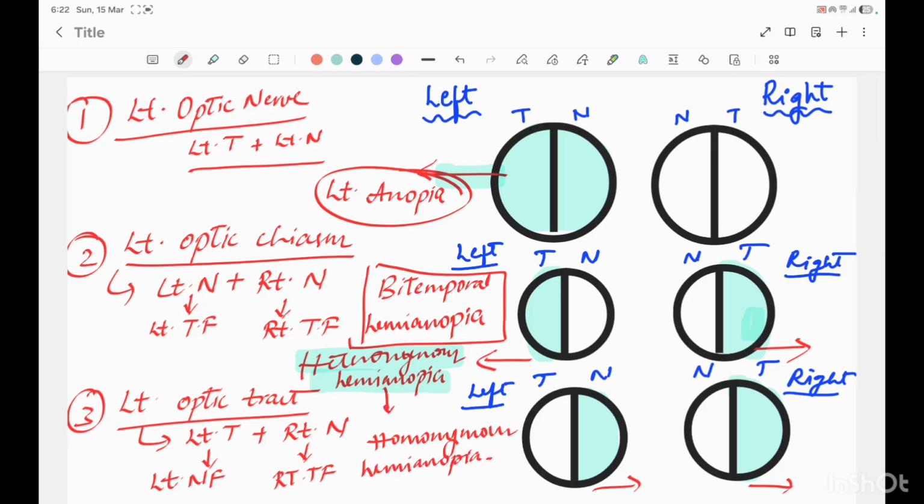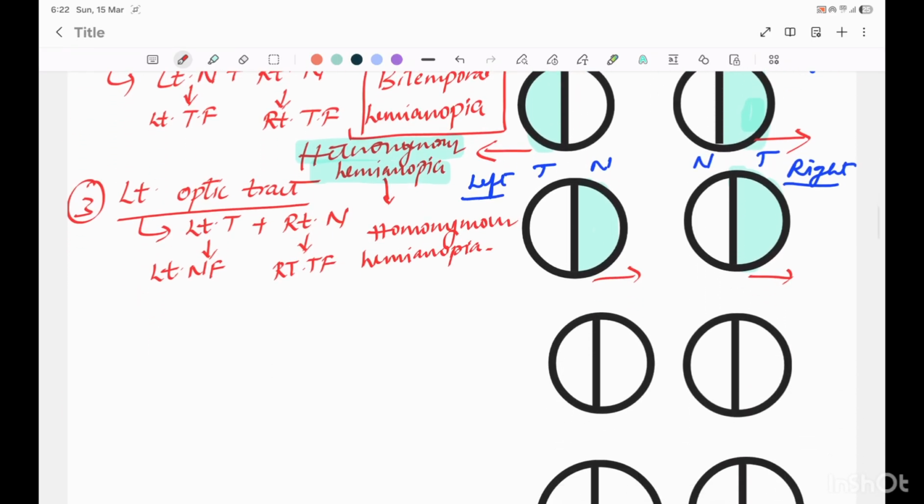So clear everyone? This is not only the same for the right optic tract. The same thing occurs in the lateral geniculate body, I mean lesions at the lateral geniculate body. The same visual field loss occurs in the case of optic radiation, because the same fibers come down in the left lateral geniculate and the left optic radiation.